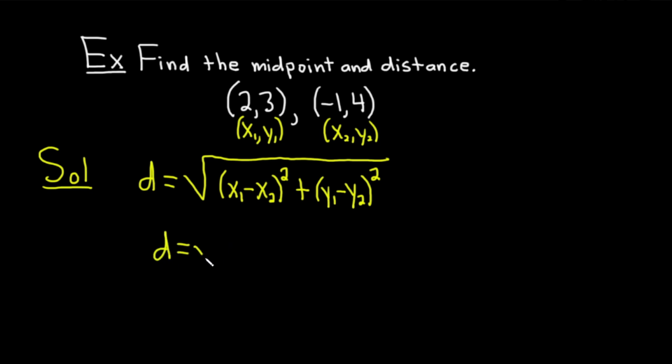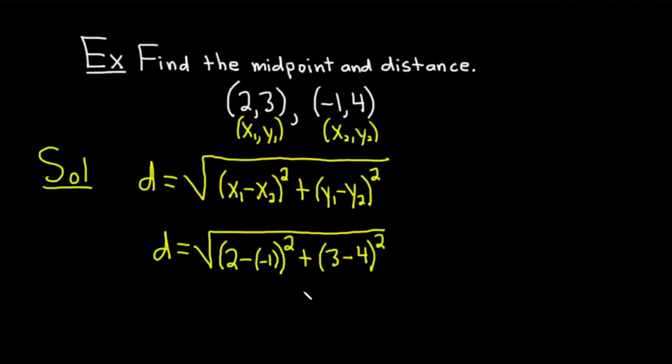So d is equal to the square root of. So x1 is 2, so we have parentheses 2, and then minus, and then x sub 2 is -1, so we have another parentheses around the -1, and that whole expression is squared. Plus, parentheses y sub 1 is 3, minus, and then y sub 2 is 4, and that's being squared. Okay, so d is equal to the square root of.